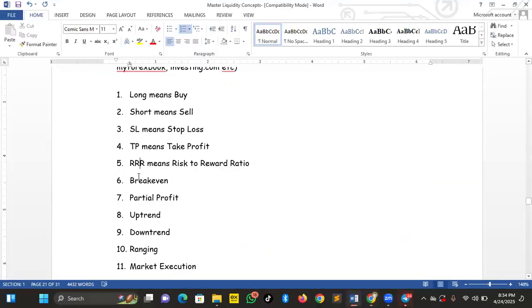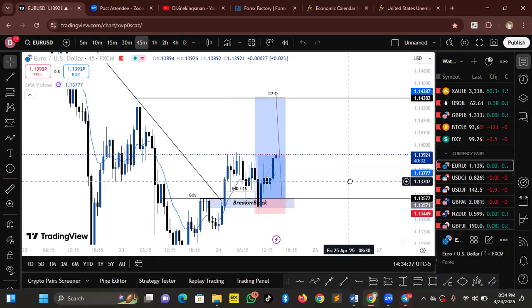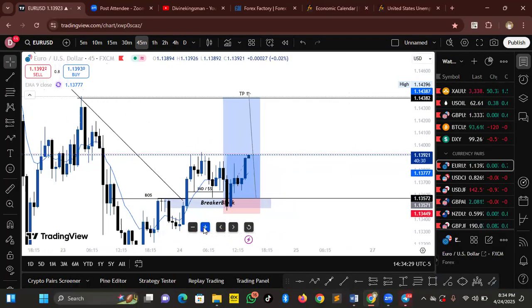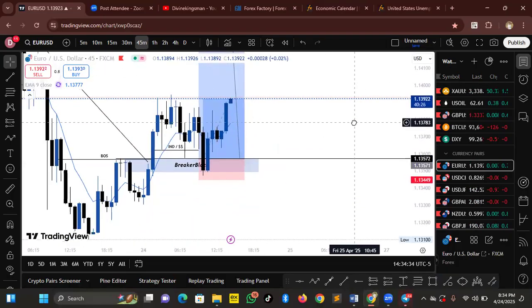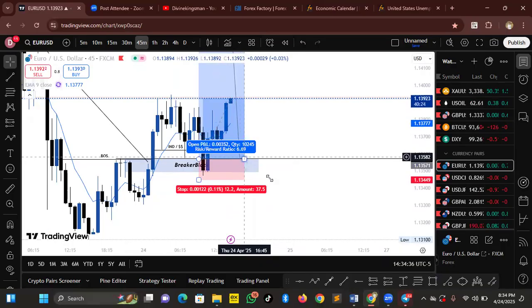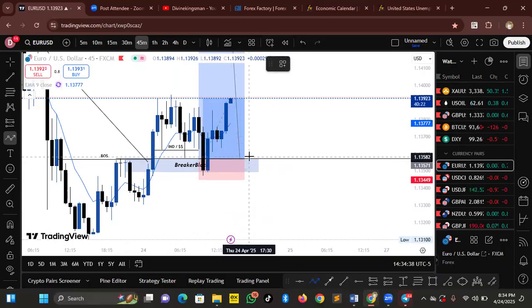Now, the next one is break even. We just have a few minutes. Break even means, let's use an example of this same trade that I took today. This is my entry. This is the point where I entered for this trade. This was my stop loss, and my take profit was up.